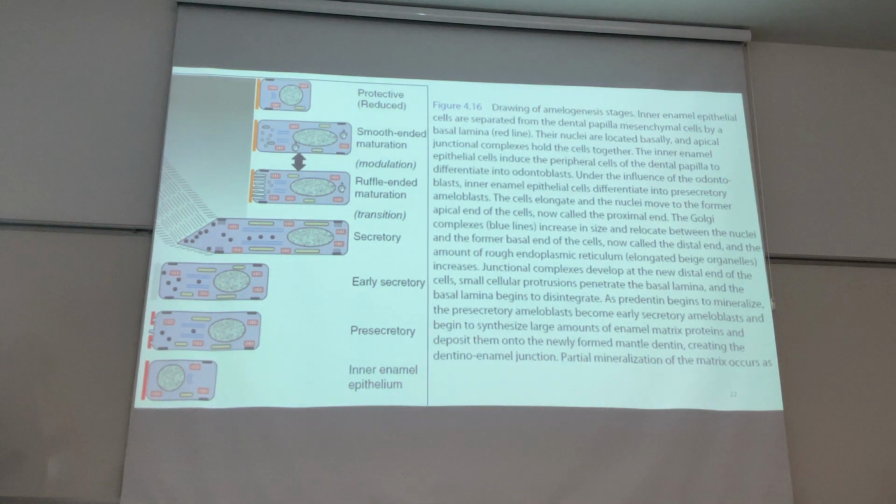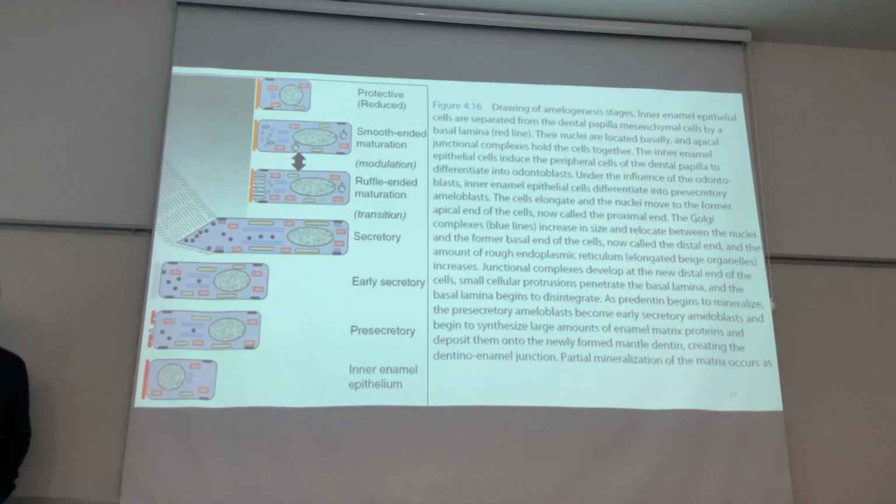After complete the secretory stage, these cells go to the maturation stage, and the Tomes process disappears, and instead of that process, you can see this ruffled border appear.